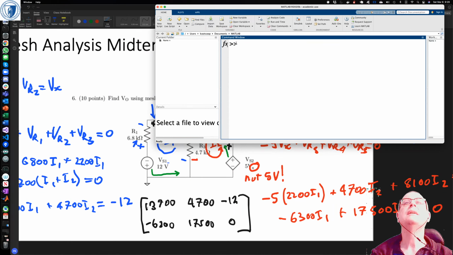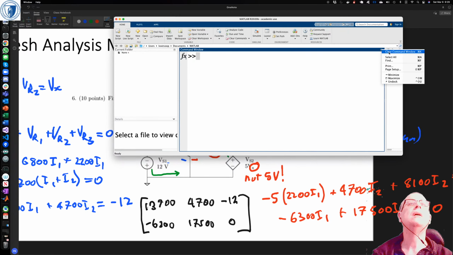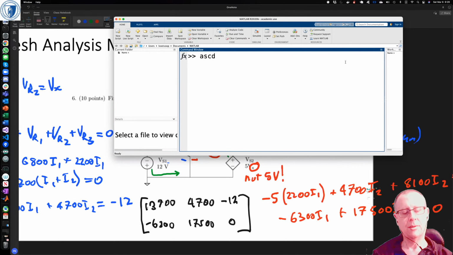Oh, why does it do that? For some reason, now it's okay. Now it's letting me type again. It wasn't letting me type. I don't know why it does that.